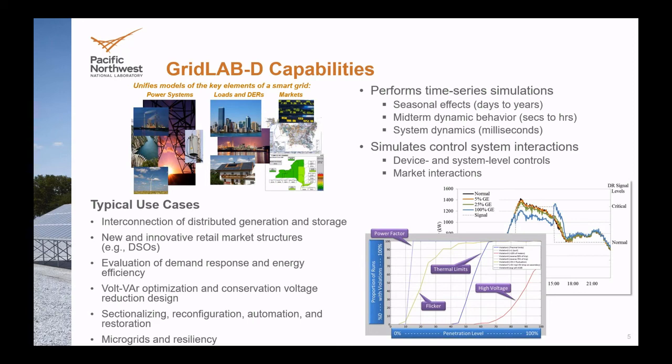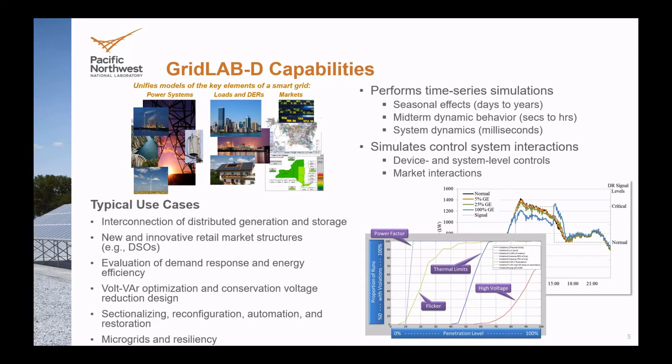One of them is on sectionalizing, reconfiguration, automation, and restoration. This is either during normal operation or during a disaster scenario, if there's a tornado that goes through the system or if there's a wildfire. How do you change the way that system is physically connected using some automated or manual switching devices in order to get around the damaged section? Basically, if there is an outage, how can you get power back to the maximum number of customers in the most timely fashion?